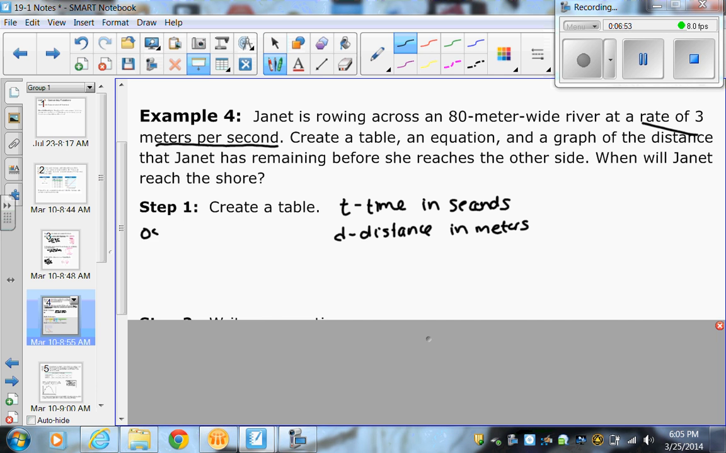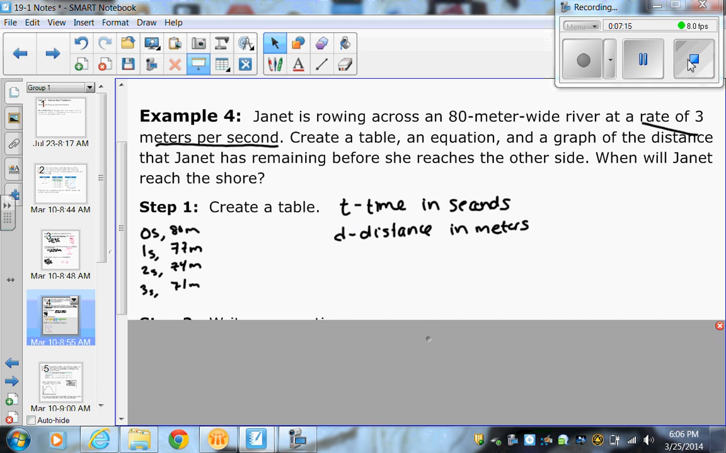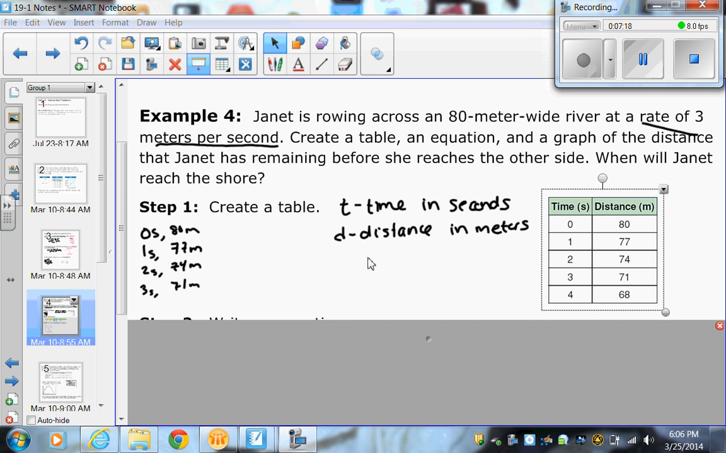So we know that at 0 seconds, she still has 80 meters to go. After 1 second, she's going to have 77 meters to go. After 2 seconds, that'd be 80 minus 6, which would be 74. 3 seconds, she would have 71, and so forth. So we can create our table, and your table is going to look like this. Where after 0 seconds, she went 80, 1 second, 77. So it's the same thing that we just did over here on the side, but just putting it in a table format.